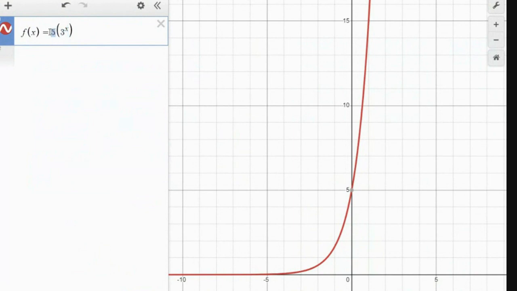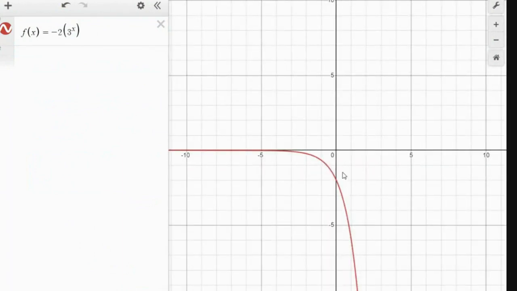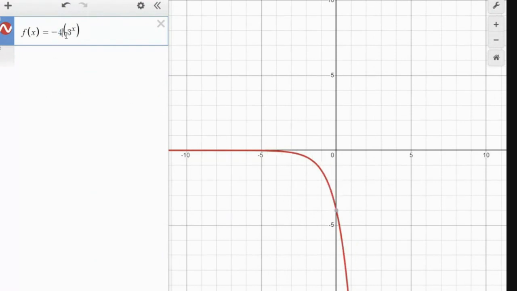Let's make this negative 2. Let's see if something happens there. Oh, look, negative 2. It changed everything. Now the graph is going down. But that is our y-intercept, negative 2. Negative 4. Oh, yeah, that's our y-intercept. Let's go back to the positive side. 4 is our y. So we can find our y-intercept when we have a base exponential equation like this.